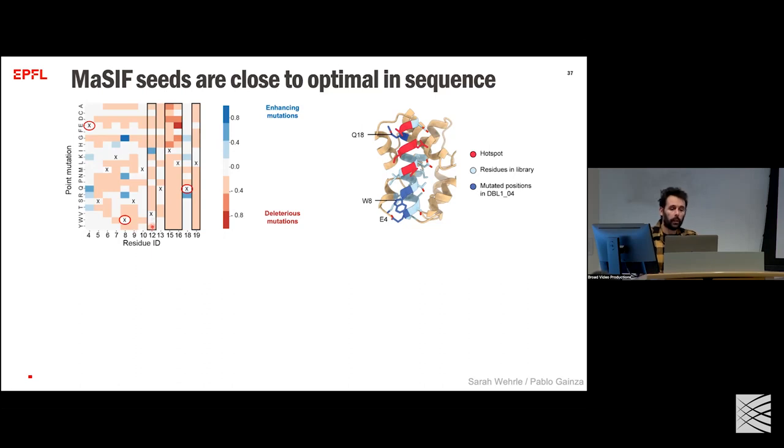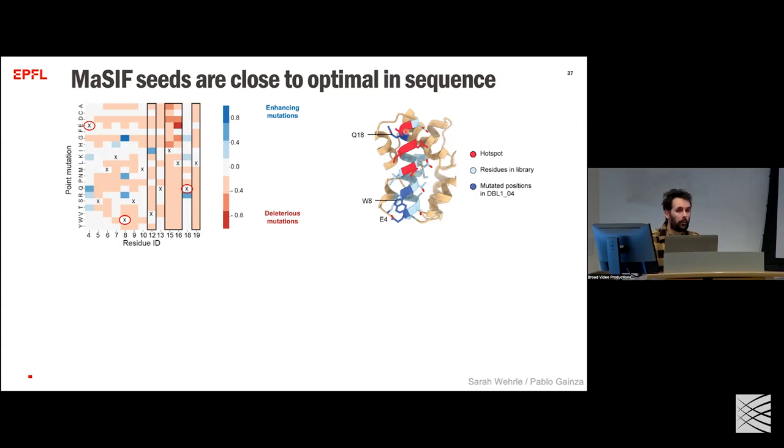So what we've learned is that the positions that you see here that are boxed are all the positions that came from this binding seed, sort of like where the core interaction was happening. And these positions were mostly optimal. So you could not mutate them for any other residue because otherwise this would basically be deleterious for binding.